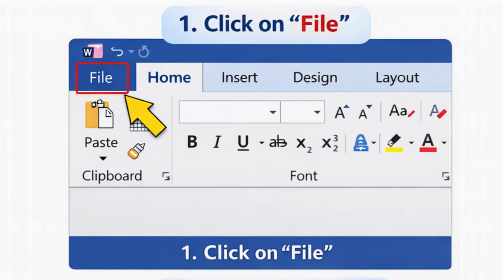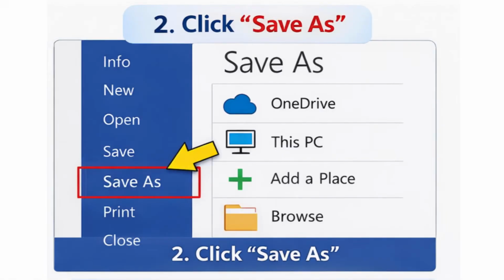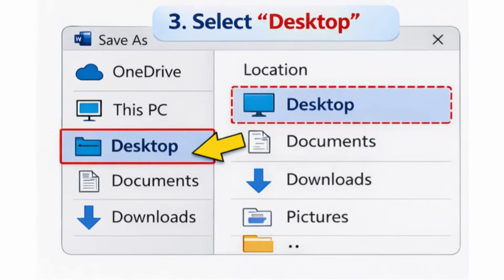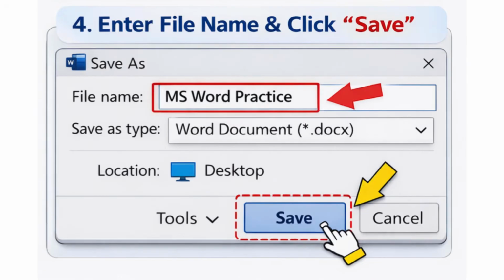Click on File. Now click Save As. Choose a location. I will choose Desktop. Now type the file name, MS Word Practice. Click Save. Now our document is saved safely.